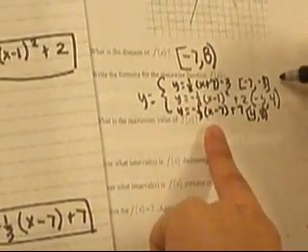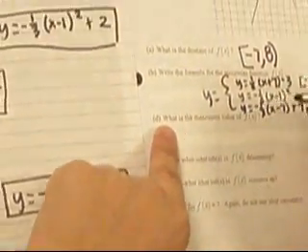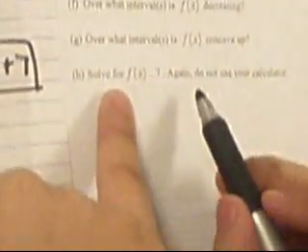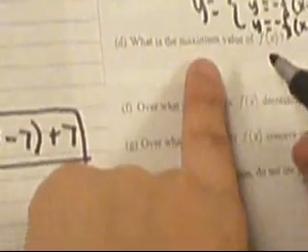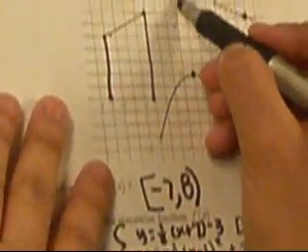After you find your equation, then you're able to solve follow-up questions, like the minimum value, where it's increasing or decreasing, where it's concave up, and where you can solve for 7. You don't necessarily have to have the equation, but it is more helpful. In order to find your maximum value, you would just look on your y-axis and find the highest point. The highest point on the y-axis is 8, and that's the highest point this equation reaches.